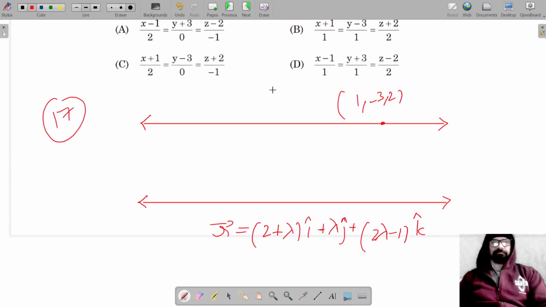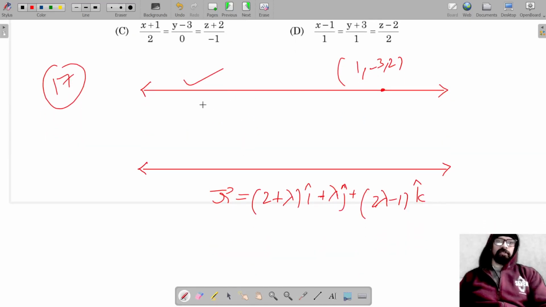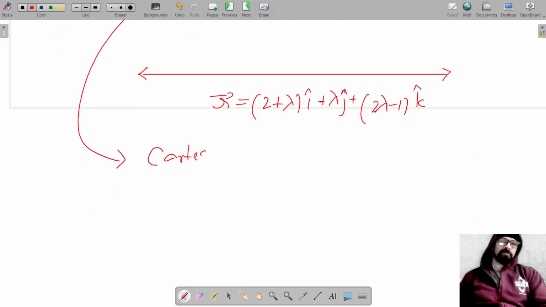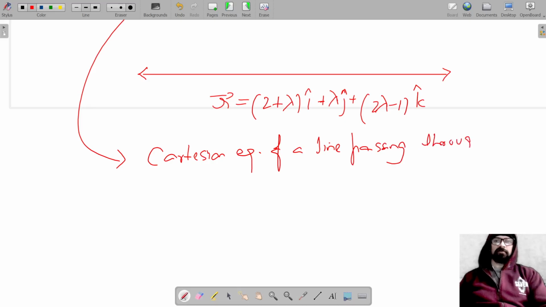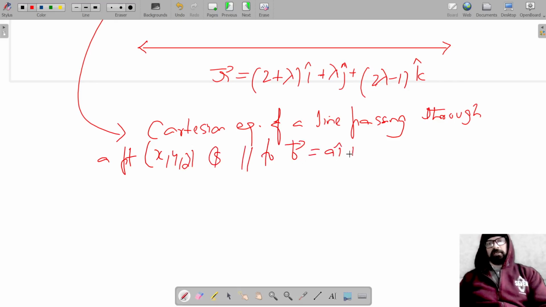Okay, now we have to find the Cartesian equation of this line passing through a point, and we know that the Cartesian equation of a line passing through a point x, y, z, and parallel to b vector, which has direction ratios a i cap, b j cap plus c k cap.